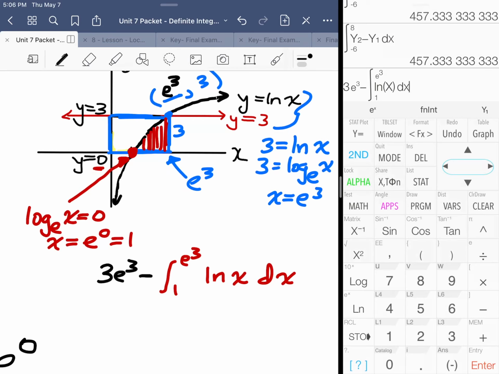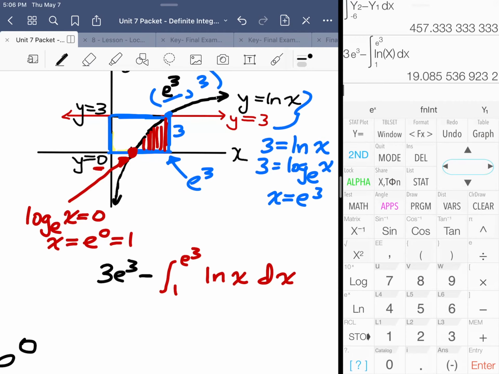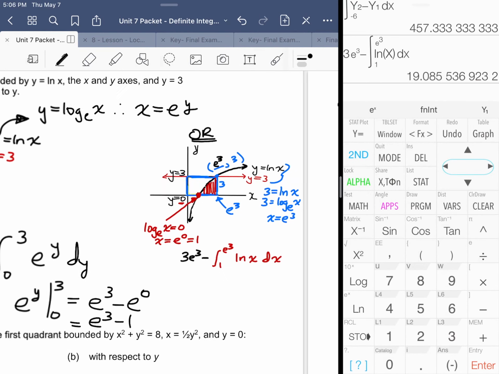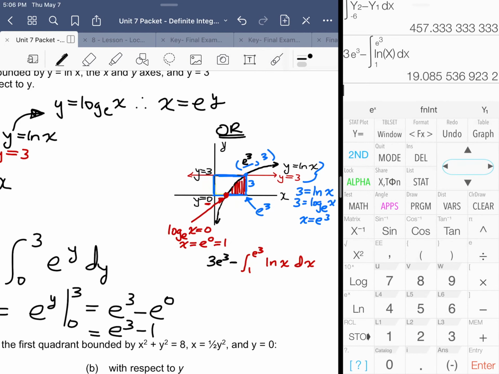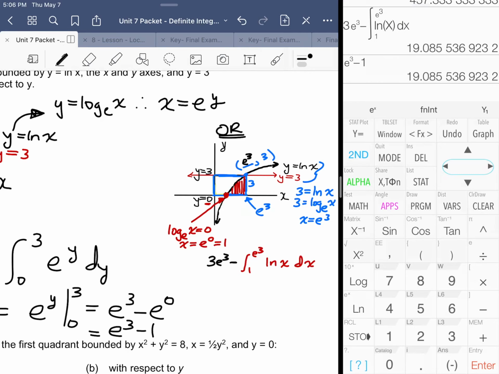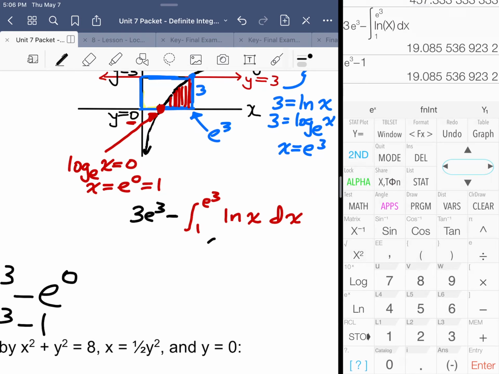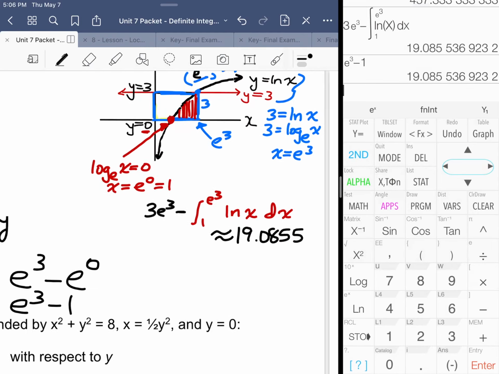X1, then e to the third. Making sure I typed it in right. Okay. 19 and change. Okay, so moment of truth. Is that the same as the other answer? All right, I'm a little nervous. Nice. Nice.